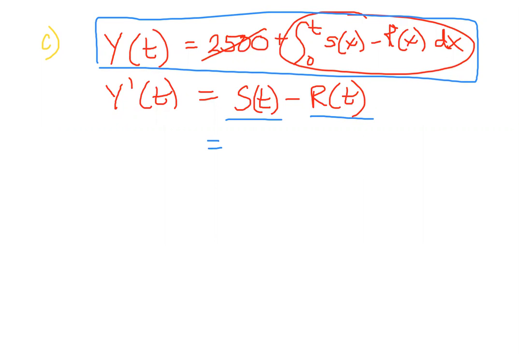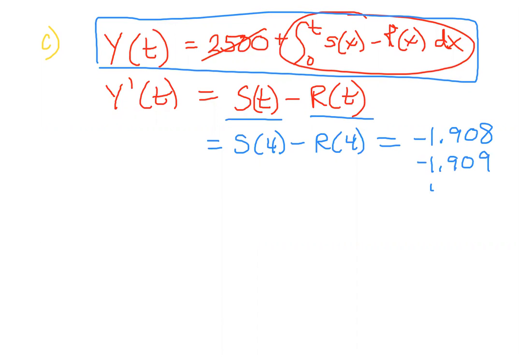So we need to substitute in 4 for t, and go ahead and put that in your calculator. And you should get negative 1.908 or negative 1.909, depending on how you round that. And the units, don't forget the units, would be yards cubed per hour. It's a rate, remember? So your units have to be a rate. You get 1 point for this whole answer and the units for that one.